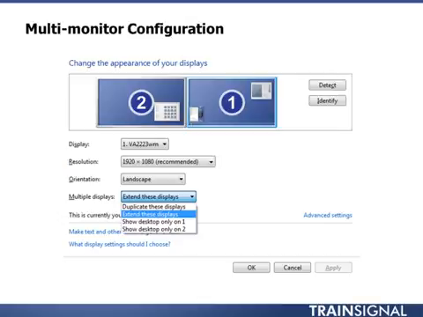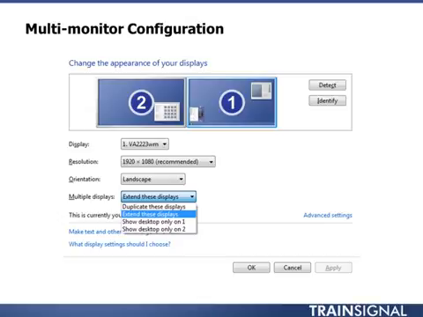Now, this is what it looks like in the Windows operating system, where you have the choice of either duplicate these displays, extend these displays. Now, you have the ability to also only use one monitor or the other. Okay, so just to explain what you're looking at here with the drop-down box, you have the two main choices of extending or duplicating these displays.